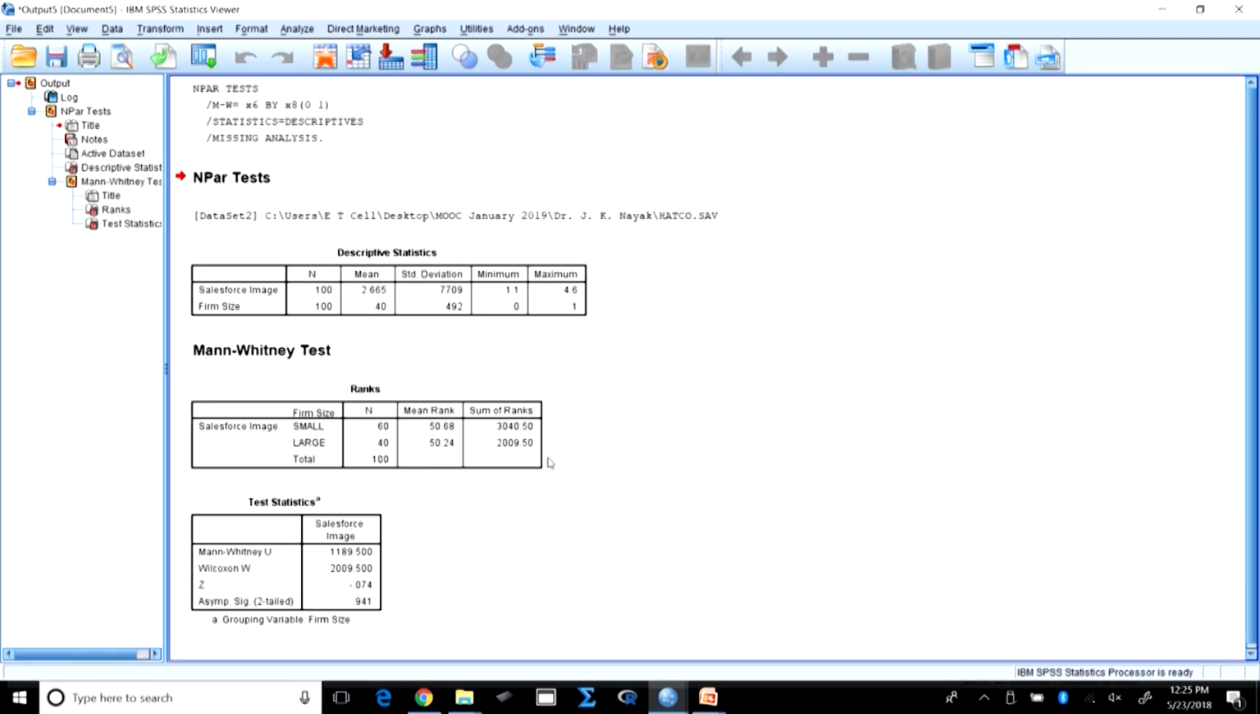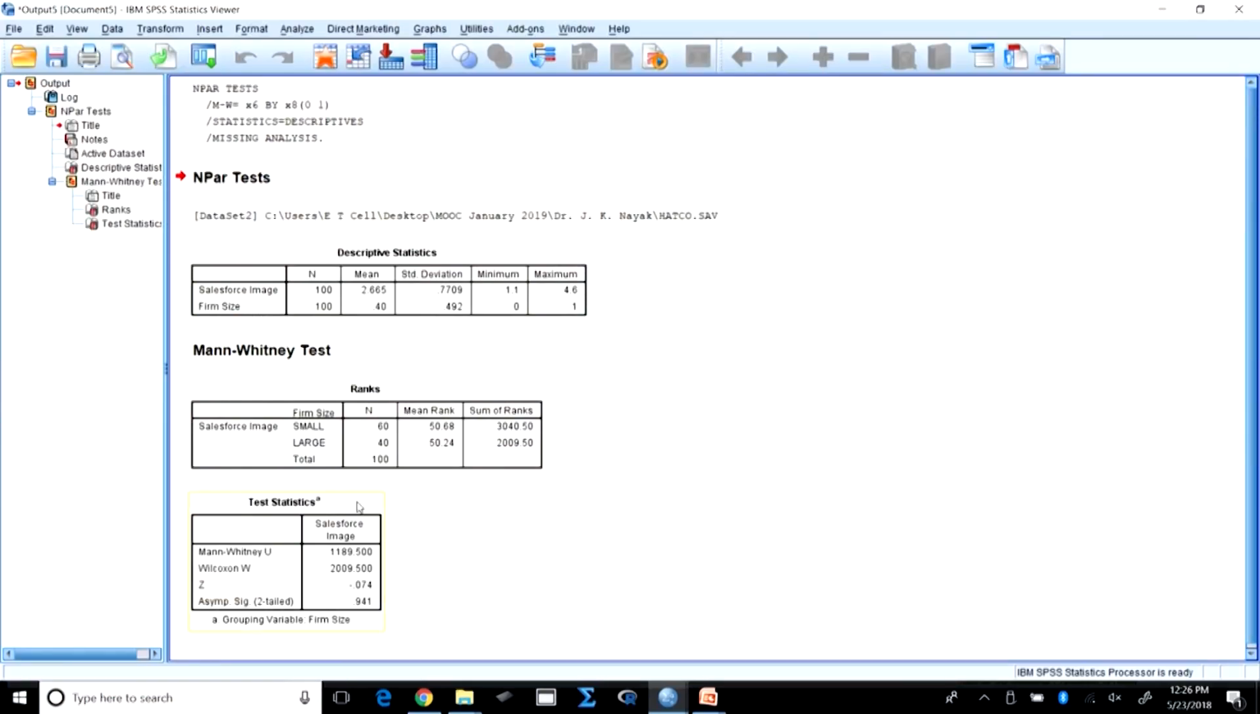Now, because you had asked for descriptives, it is telling you the firm size, what the mean is, and the standard deviation. The Mann-Whitney test values are given to you: the number of cases, the mean rank, and the sum of ranks. If you remember in the last class lecture, where I explained how to calculate the U value, you require the mean and the standard error to calculate the Mann-Whitney U value.